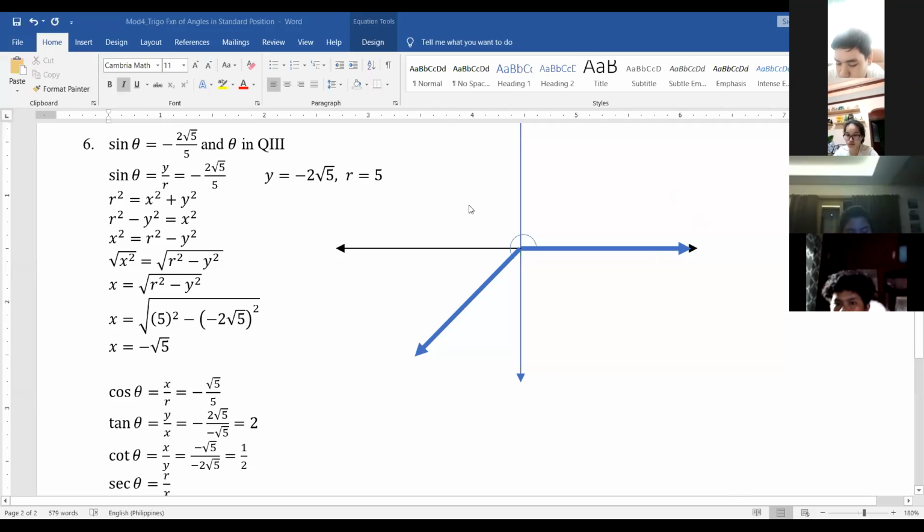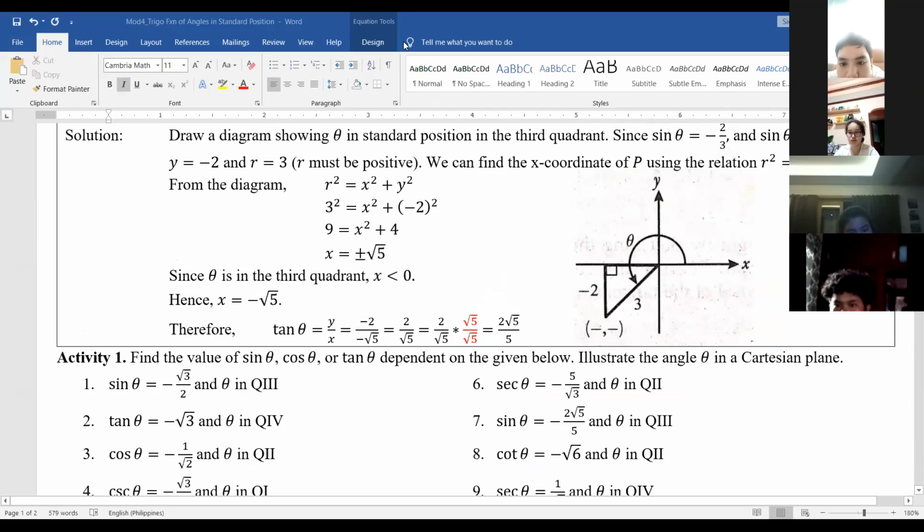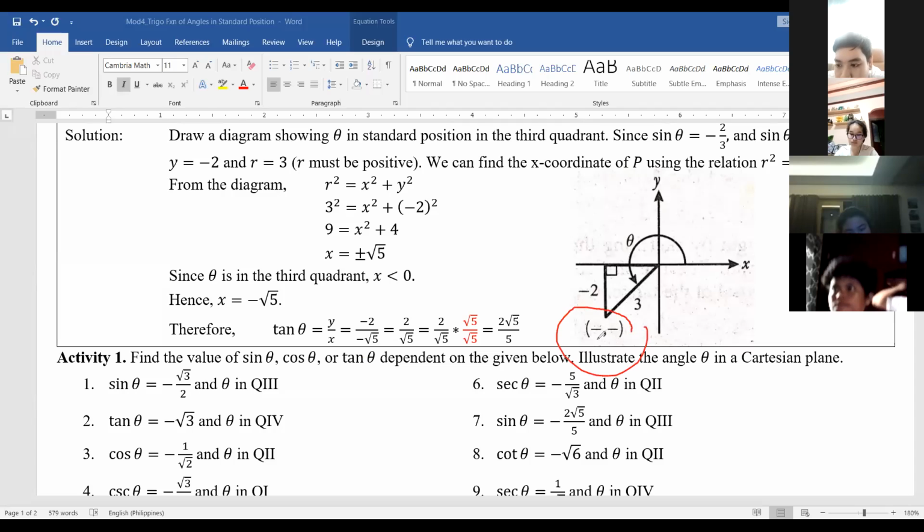So that is how you're going to do the other items in activity 1. Just focus on the module. This is the part where rationalizing comes in. You try to do that as well. And this is the part where the x and the y are negative in the third quadrant. You have to analyze that properly as well.